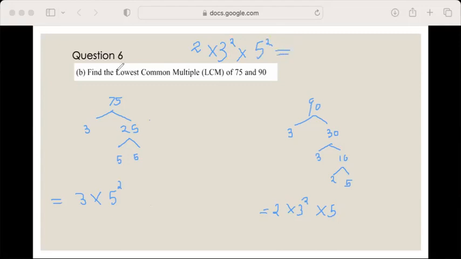So the lowest common multiple is 2 times 3 squared times 5 squared. 3 squared is 9, so 2 times 9 is 18, and times 5 squared, which is 25, that is 450.